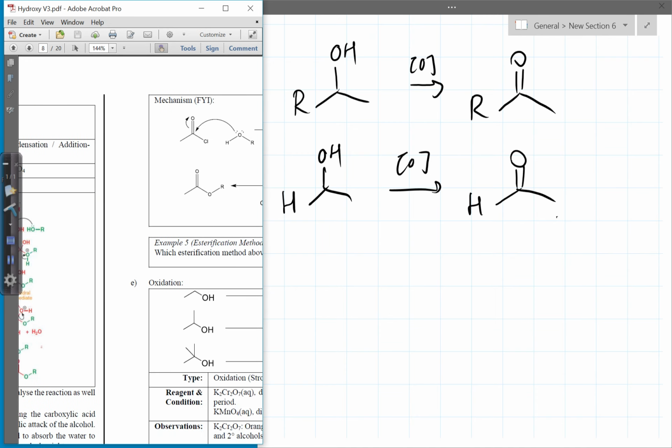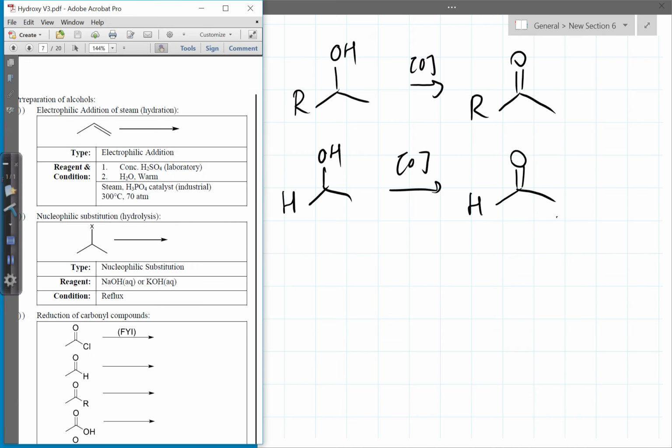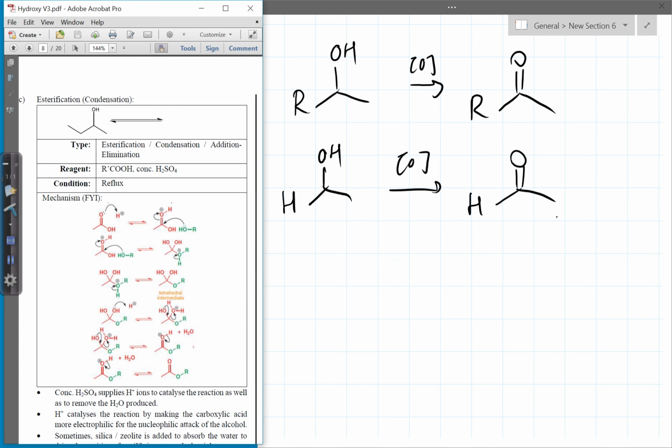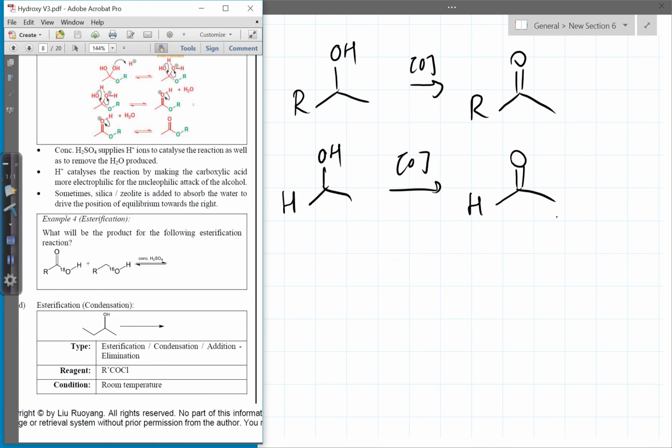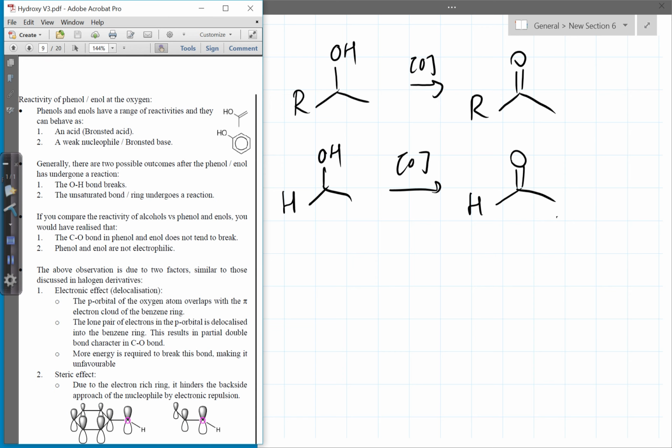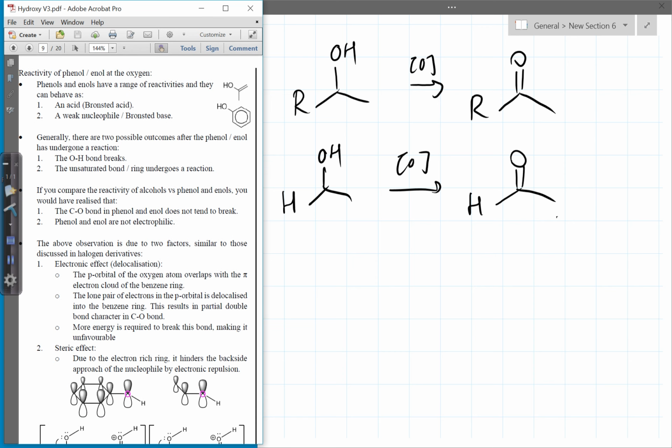So let me go through the next page. Reactivity of phenol or enol and oxygen. Phenols and enols have a range of reactivities, and they can behave as an acid, a weak nucleophile, or a Bronsted base. You can analyze it the same way as what I did, but you realize that one of them is gone, correct? Later on we'll see which one.